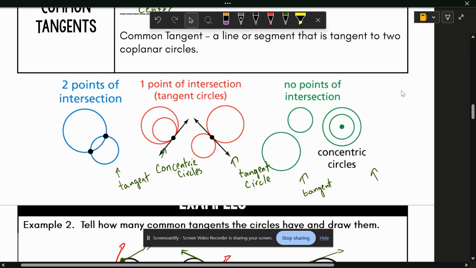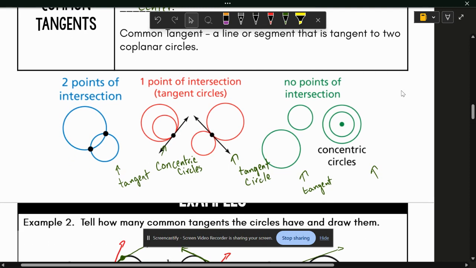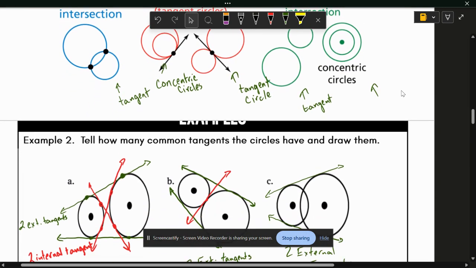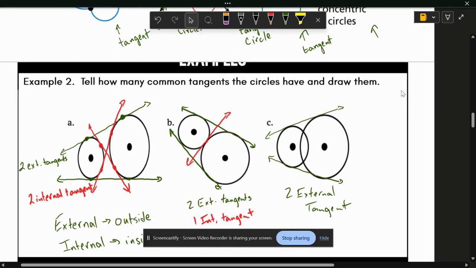So I drew some different things here, and how to draw your tangent versus your concentric. The big thing with this is that concentric circles have the same middle point, the same center. Tangent circles will not. You don't really have to memorize any of that. It's about the tangent lines.